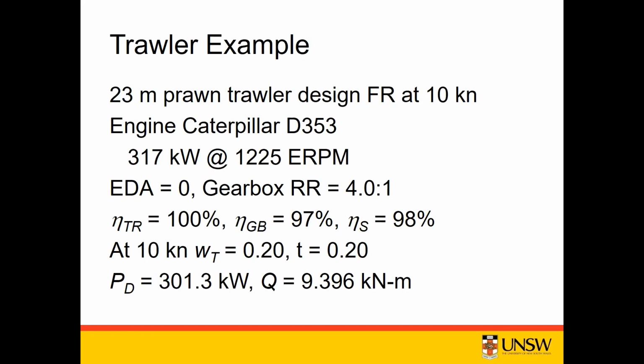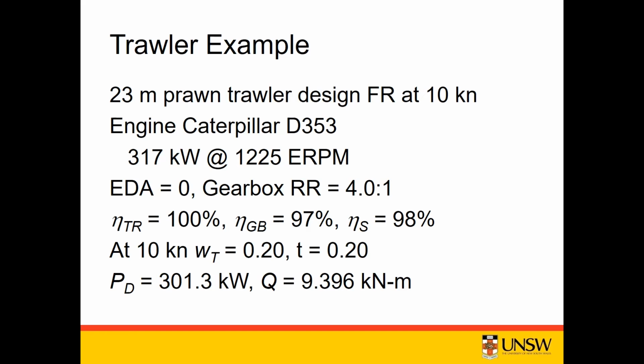The example that I've got here is a 23-metre prawn trawler operating in the southeast trawl fishery off the south coast of New South Wales. Caterpillar D353, you probably can't get 353 engines anymore, but it's only a name. 317 kilowatts at 1225 revs. No engine-driven auxiliaries on this one. Reduction ratio of 4:1, much higher than the bevel drives on the tug. No tropic derate. Gearbox efficiency 97% and shaft efficiency 98%.